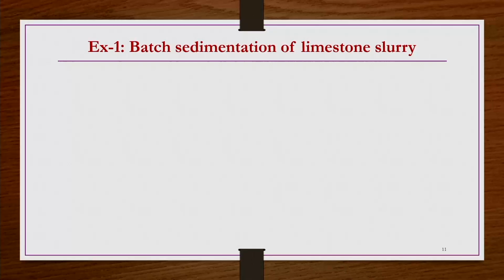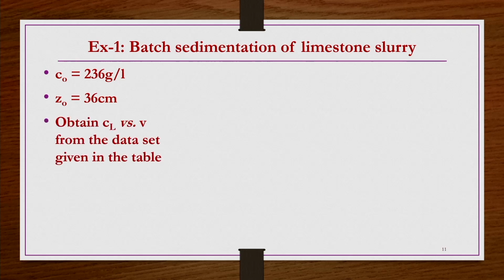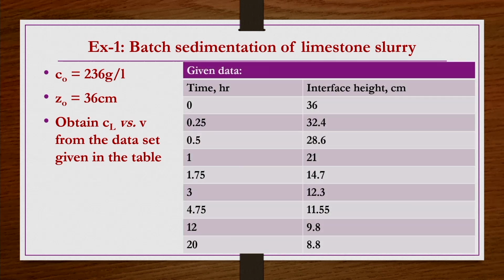Now we see a couple of example problems to understand how to use this equation and get the area requirement. Example number 1: batch sedimentation of limestone slurry. Here the initial concentration C naught is given as 236 grams per liter, and Z naught is 36 centimeters. Obtain CL versus V from the data set given in the table. In the table, theta versus Z information is given: how the height of the interface is decreasing with different time intervals.